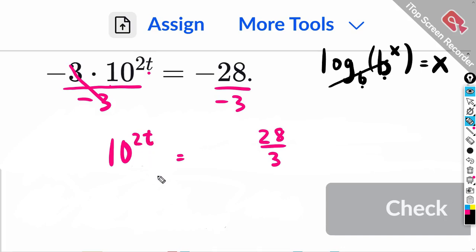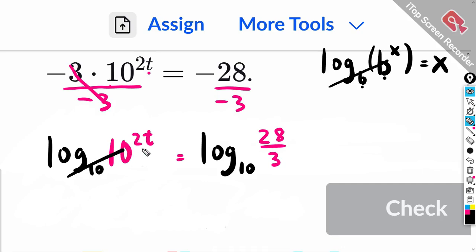So I want to get the 2t just by itself. All right, so since I have a 10 here, I am going to apply log base 10. Okay, and you have to do that to both sides, log base 10. All right, on the left-hand side, like I just showed you, 10 and 10 matches. It cancels, and you're just left with the exponent.